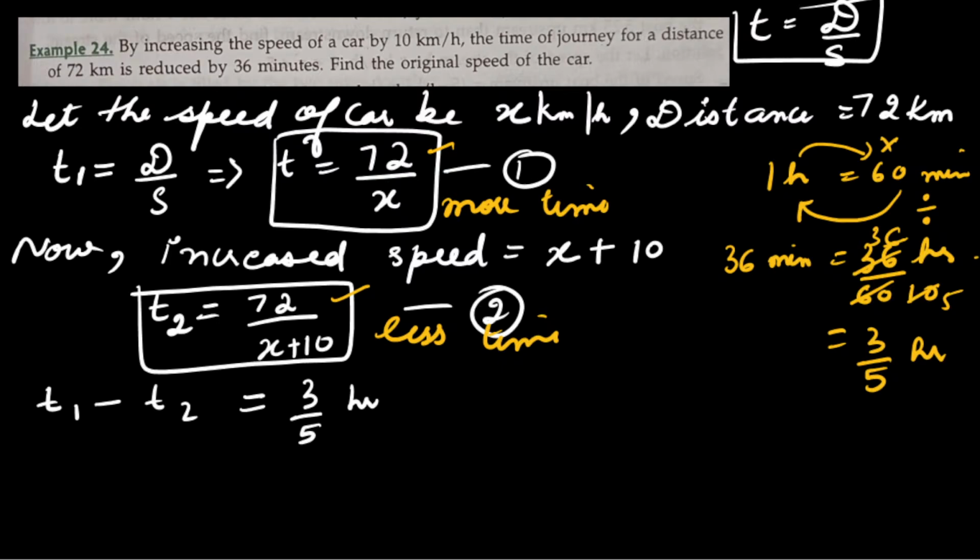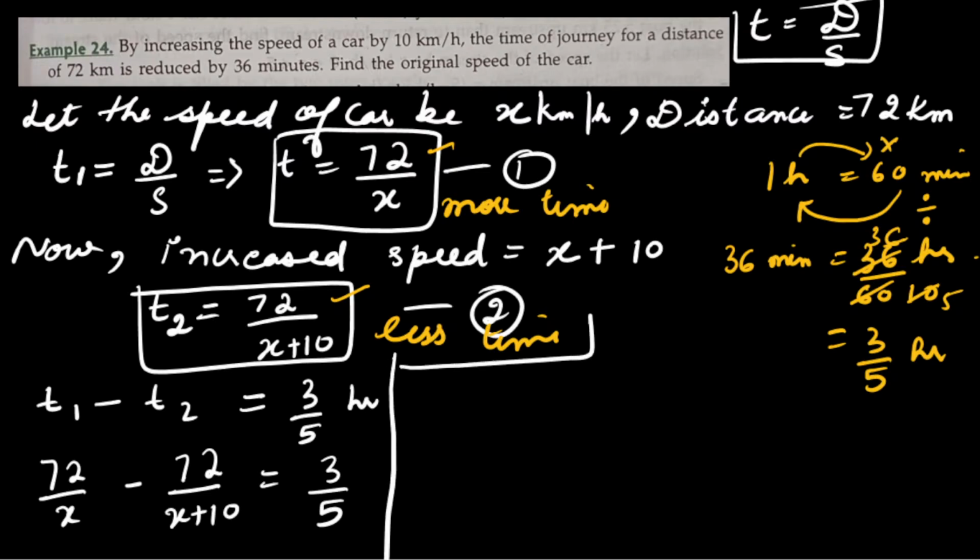In these questions, we will always be using this. You have to understand: more time minus less time. When speed is less, time taken will be more. When speed is more, time taken will be less. So here what I have to do? 72 by x minus 72 by x plus 10 is equal to what? 3 by 5. Now for this type of expression, like I told you earlier also, we'll take LCM.